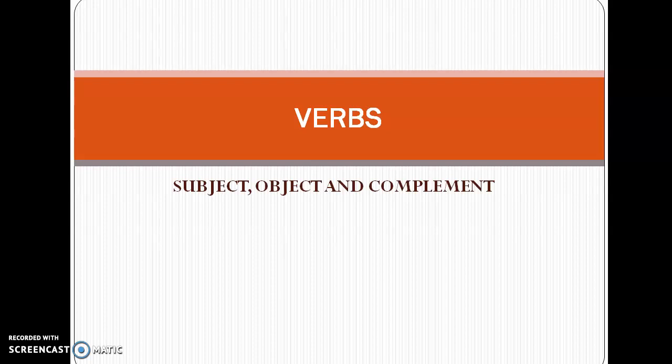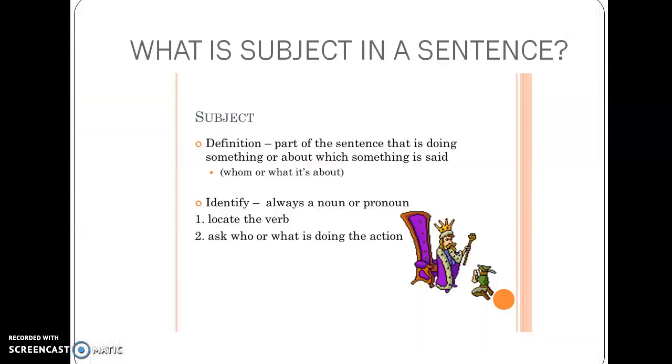Today we'll be dealing with the subject, object and complement parts of the verb. What is a subject in a sentence? You have all done it before: the subject is a very important part of a sentence, and mostly all sentences need to have a subject. So what is a subject? A subject is the part of a sentence that is doing something or about which something is said. Basically, the person who is doing an action in the sentence is the subject, or a thing around which the whole sentence revolves is the subject. Whom or what a sentence is about, that is the subject.